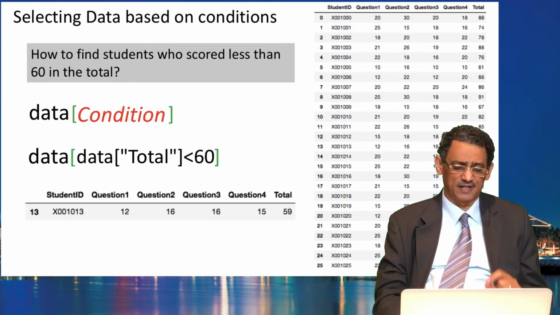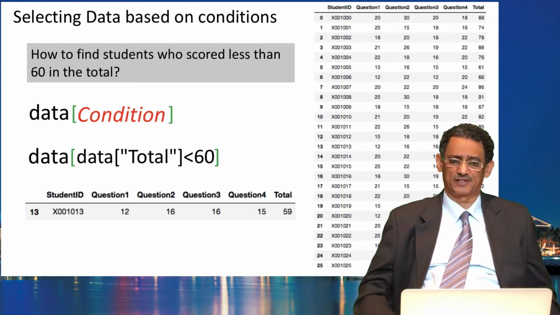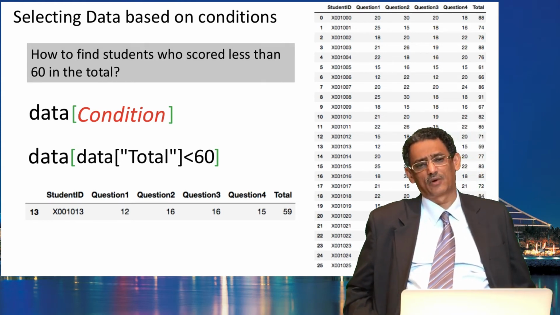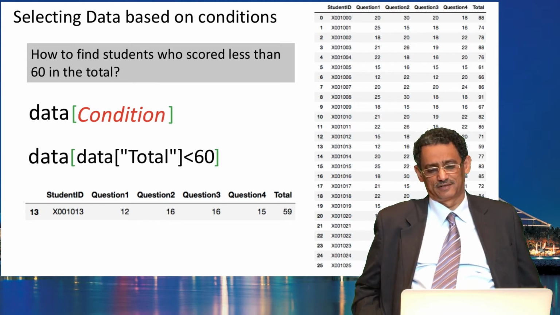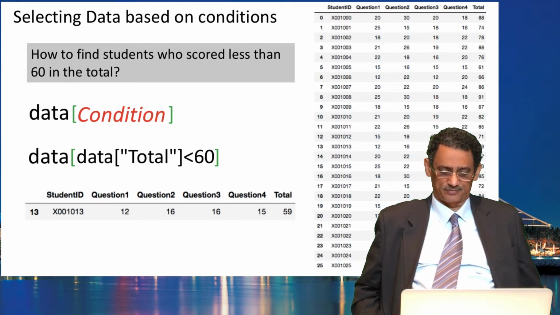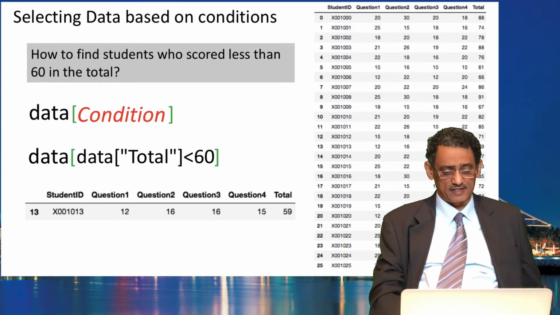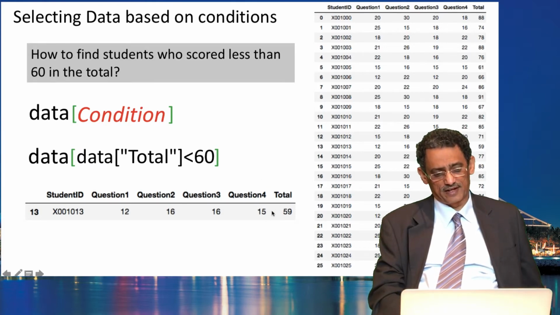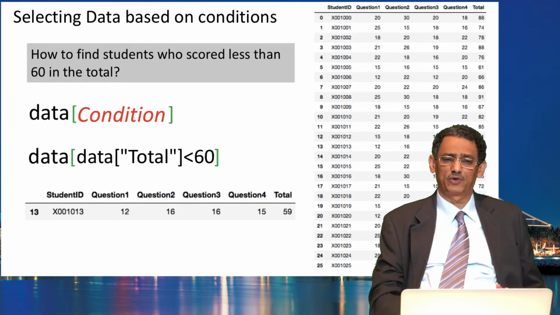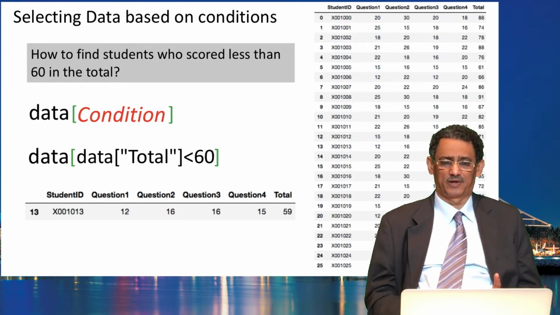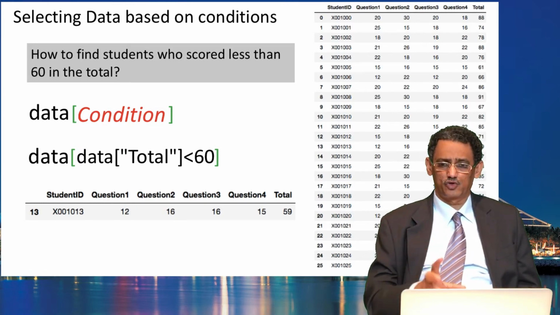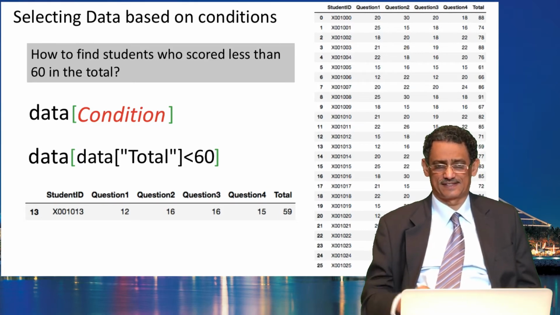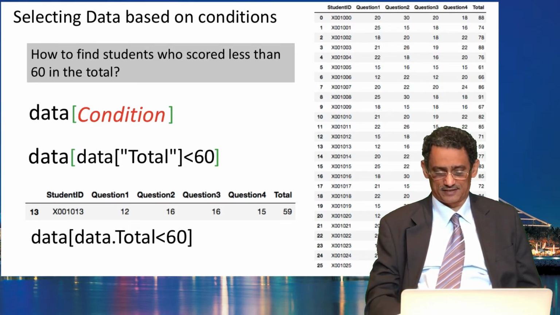Now this simple line will produce the result for us. And in this case, we have only one student. We are lucky that only one student failed the course here. And that's where it is. So that's a single condition, finding students who scored less than 60. But what if we want a more complicated one, those who scored more than this and less than this? How do we do that? Okay?